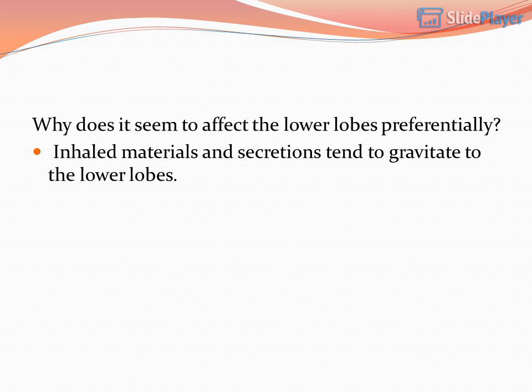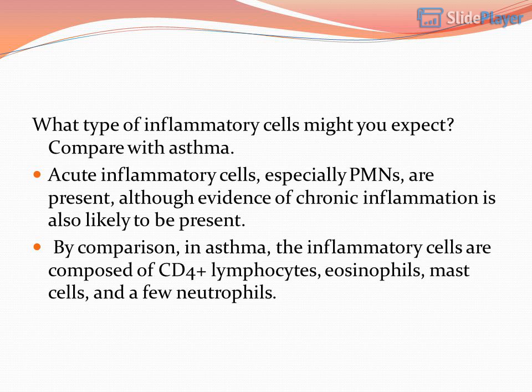Why does it seem to affect the lower lobes preferentially? Inhaled materials and secretions tend to gravitate to the lower lobes. What type of inflammatory cells might you expect? Compare with asthma. Acute inflammatory cells, especially PMNs, are present, although evidence of chronic inflammation is also likely to be present. By comparison, in asthma, the inflammatory cells are composed of CD4+ lymphocytes, eosinophils, mast cells, and a few neutrophils.